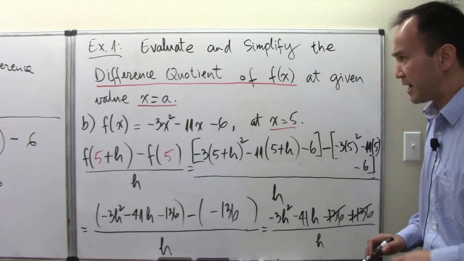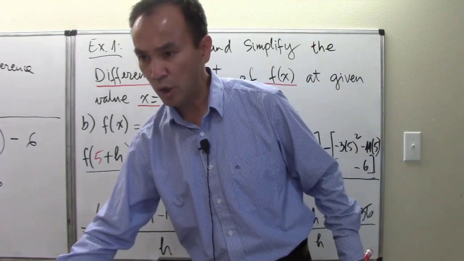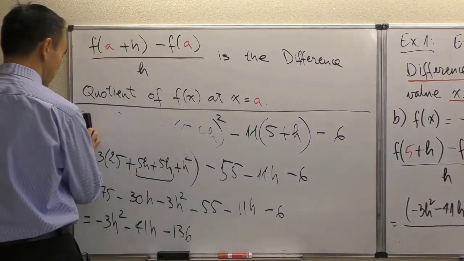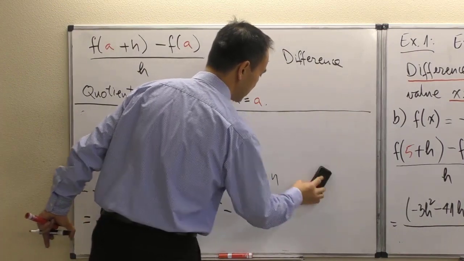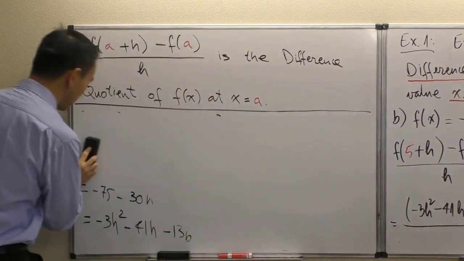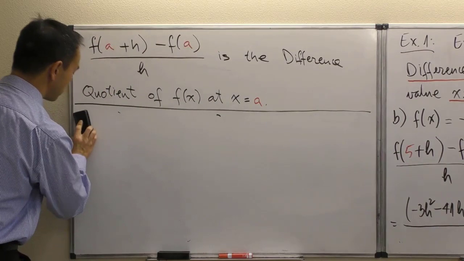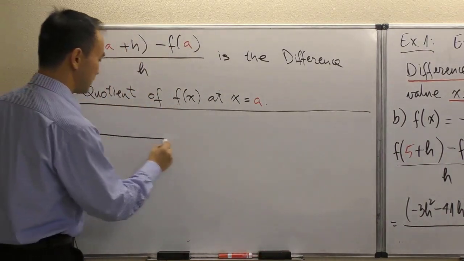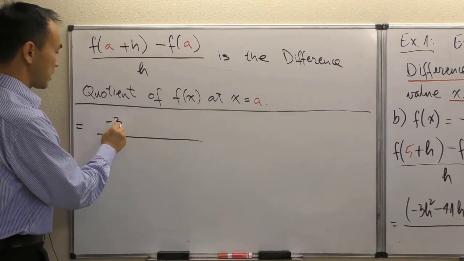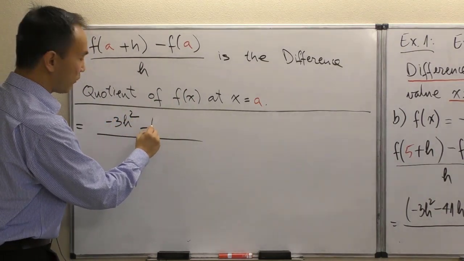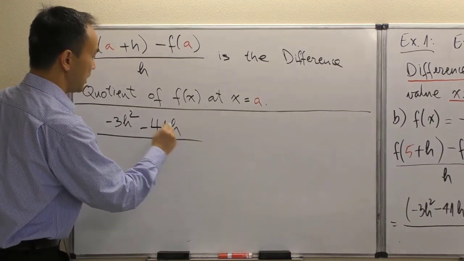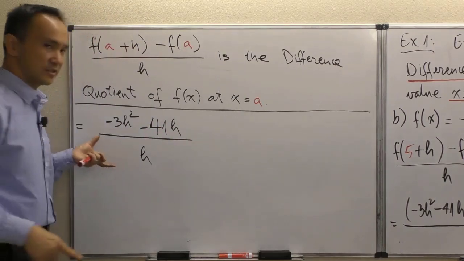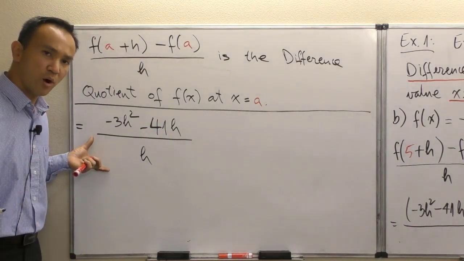We're so close to the final answer. I'm going to erase this scratch work to write down the next step from my other board. So as the next step, we're looking at minus 3h squared minus 41h, all over h. This is the next step right after canceling away the 136.